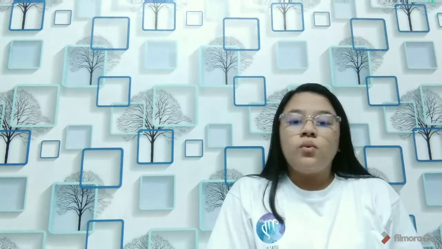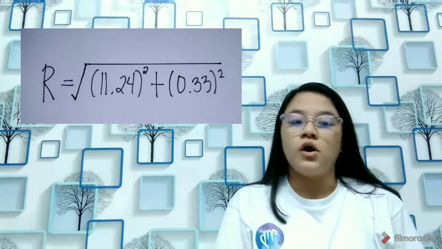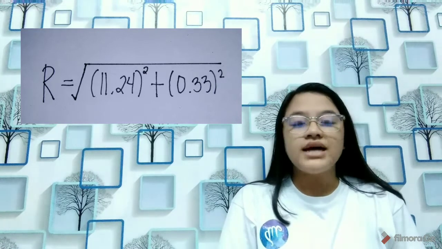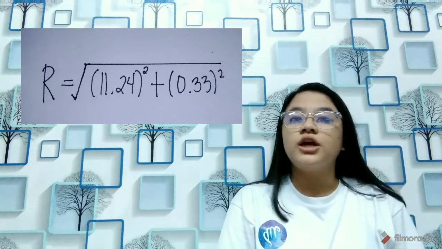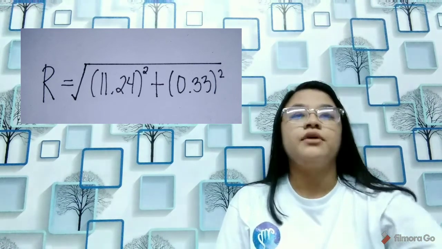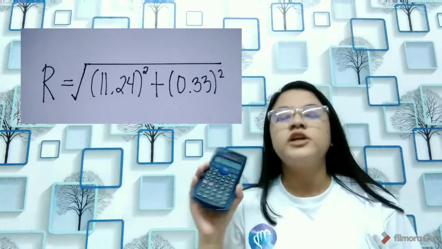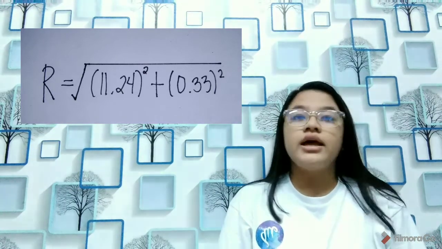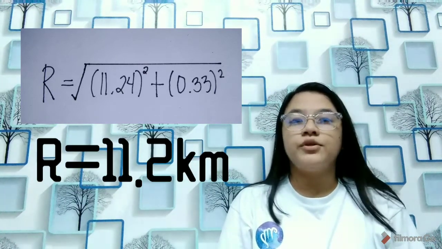To solve for our final resultant vector, we will now use the Pythagorean theorem. Resultant vector r is equal to the square root of 11.24 squared plus 0.33 squared. Just type it on your calculator, and our final answer is 11.2 km.